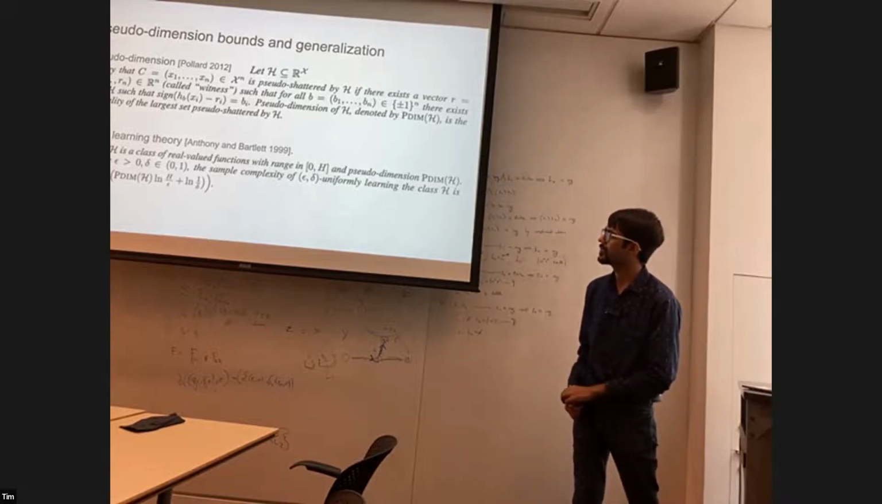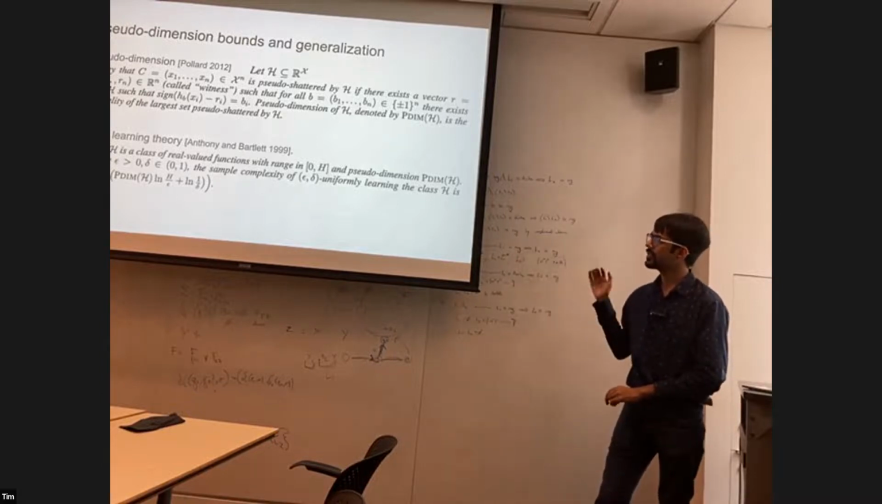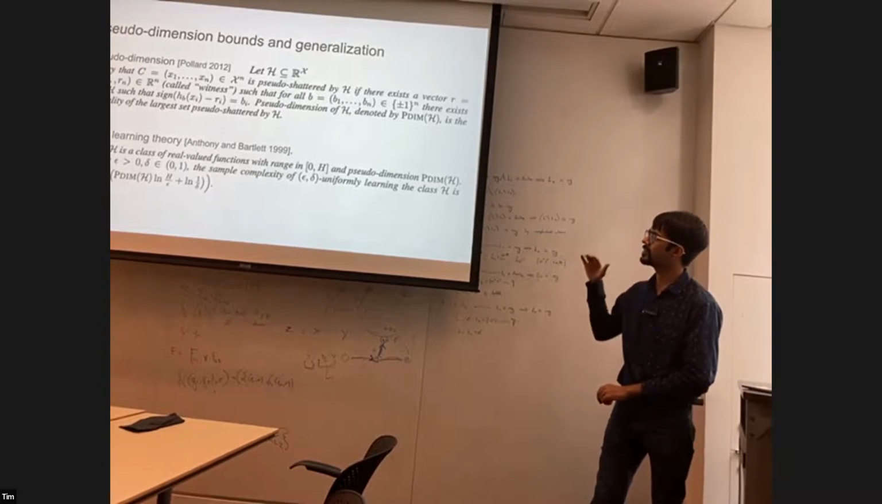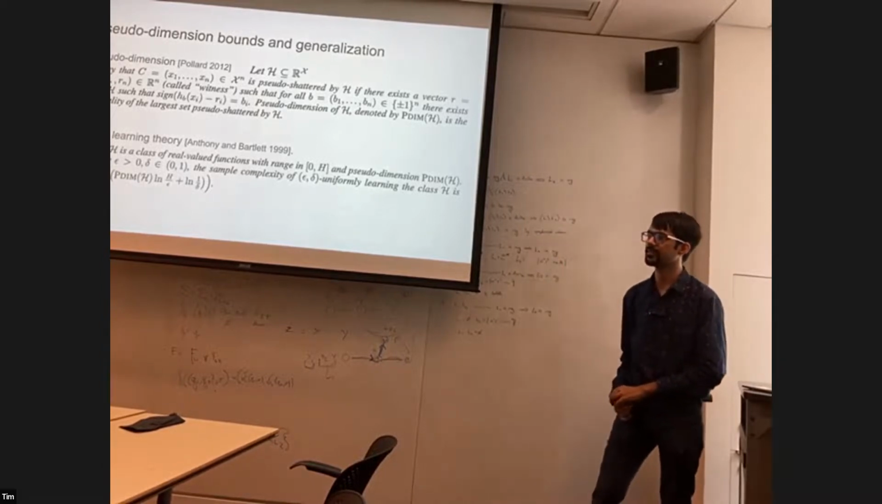So I think these can give you nice upper bounds. The kind of lower bounds we've been able to show are lower bounds on the pseudo dimension, but it's not clear if it gives a lower bound on the sample complexity.